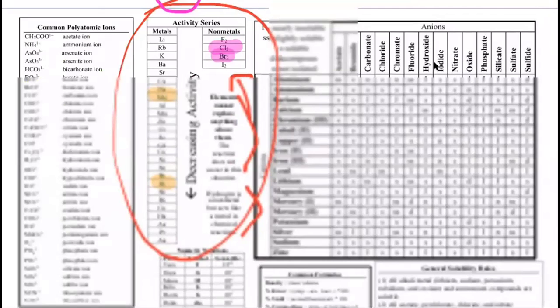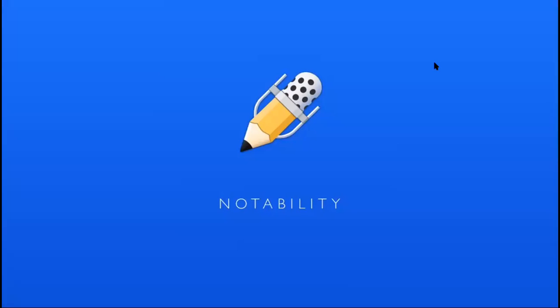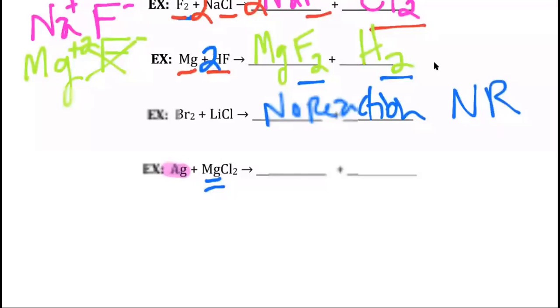So if we go down here, all right, Ag is, oh wow, Ag is all the way down here. So it's probably not going to replace it, because the only thing silver can replace is platinum and gold, okay? Mg is all the way up here. And so Ag is not above magnesium. Therefore, it cannot replace it. And so this is going to be another no reaction. And that's it. So that is the basic process.